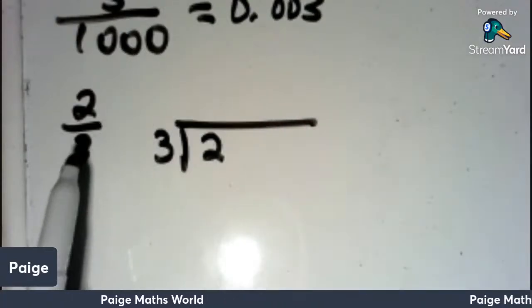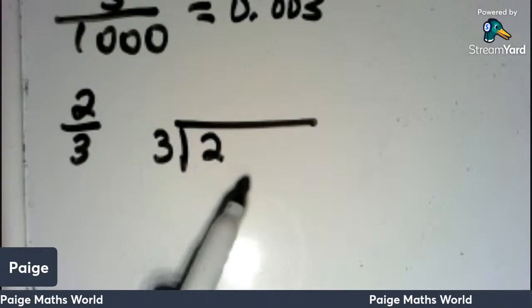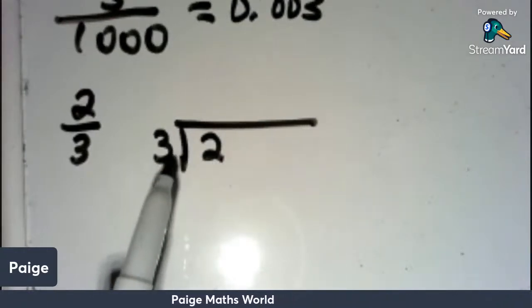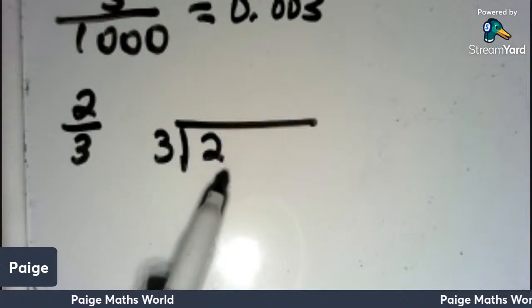And we're going to be saying 3 into 2. So we're going to try to divide it this way. So 3, how many times can we get 3 from 2? Can we get 3 from 2?